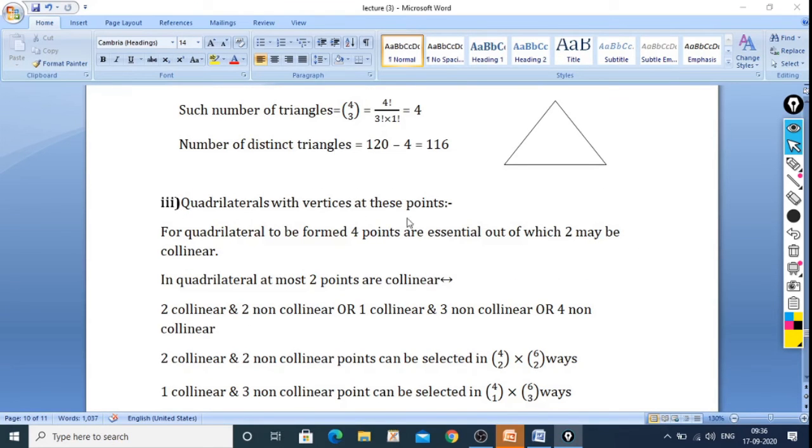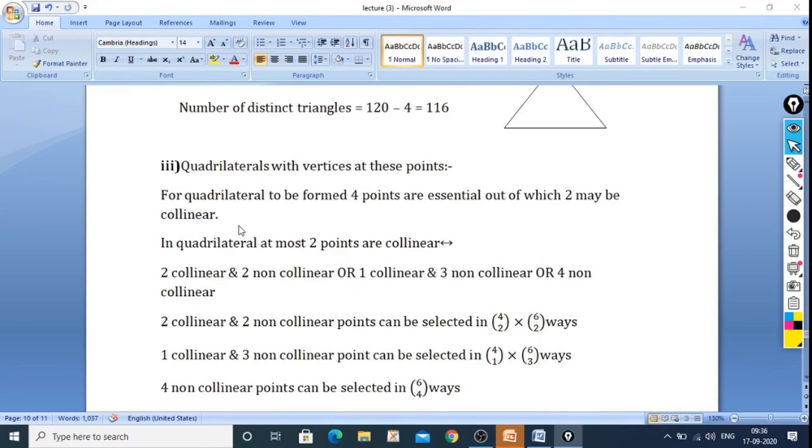So what will happen in this combination of 4 points? We want 4 points. For a quadrilateral to be formed, 4 points are essential, out of which 2 may be collinear. So at most 2 points are collinear. If more than 2 points are collinear, then it will not form a quadrilateral. So 2 are collinear means what? 2 are collinear and the remaining 2 are not collinear, because in total we require 4 points. At most 2 means maximum 2, so reduce it by 1.